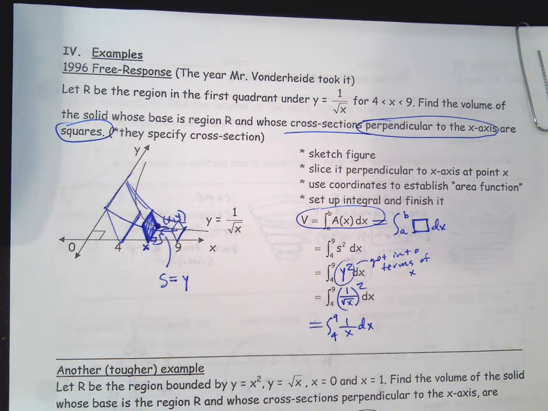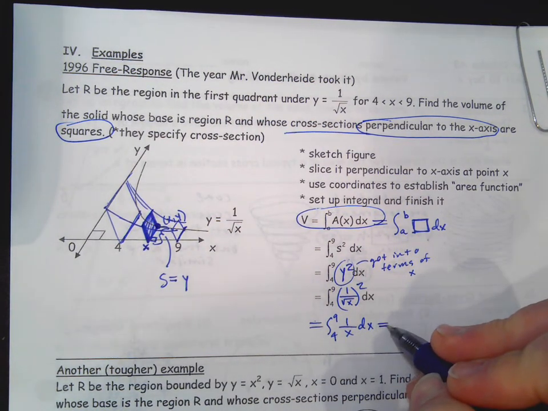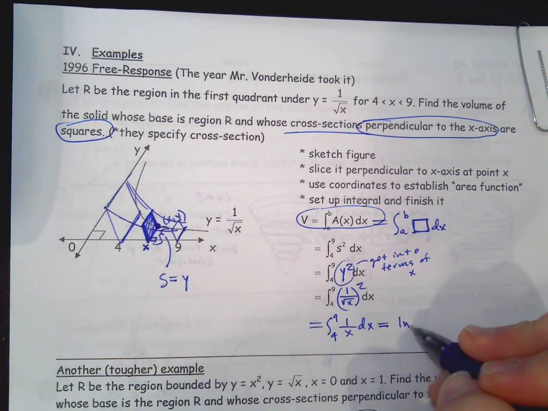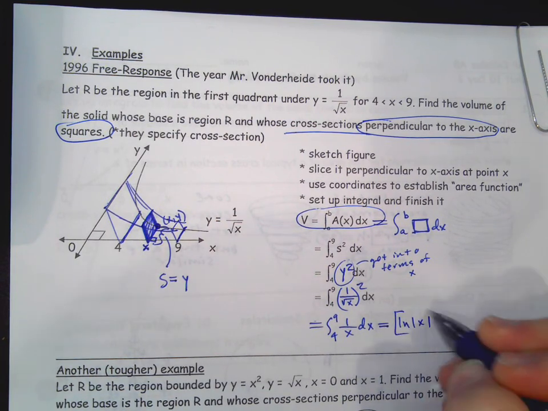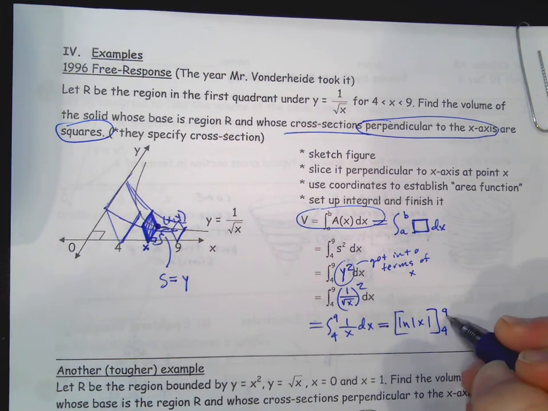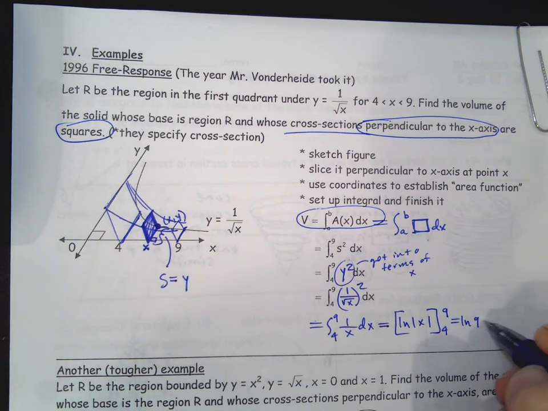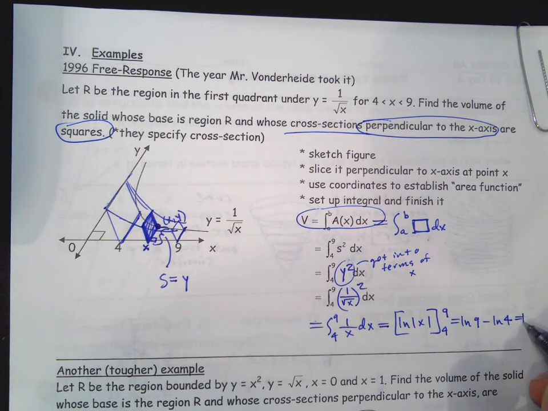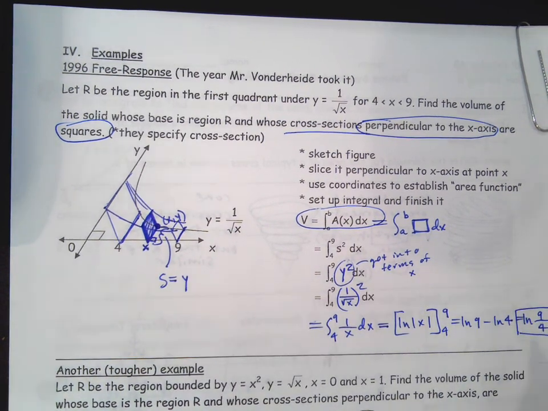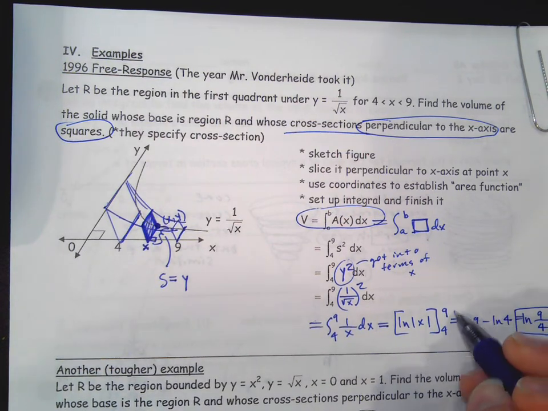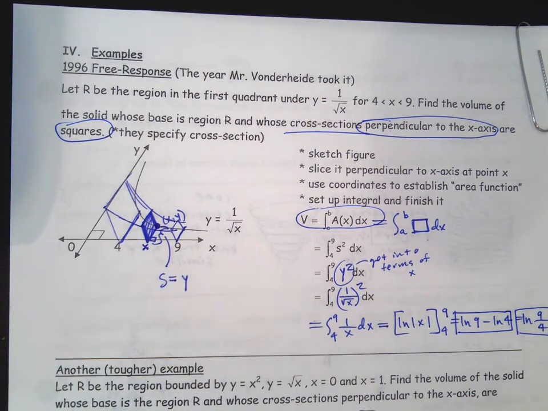I mean, that's the hard part, because after that, you're going to be doing work that we've been doing a lot of, definite integrals. So this is going to be natural log of the absolute value of x, from 4 to 9. We get natural log of 9 minus natural log of 4. Might simplify it, combine it together. If it's multiple choice, a lot of times they're probably going to ask you to do that. I mean, this is acceptable in free response.